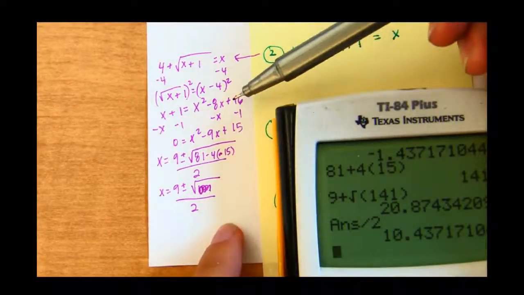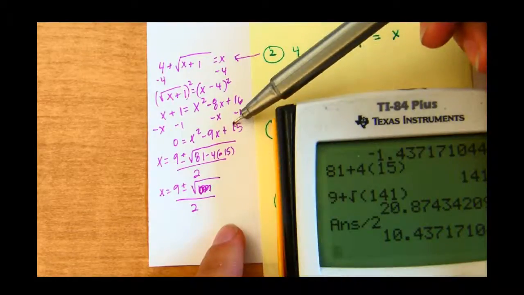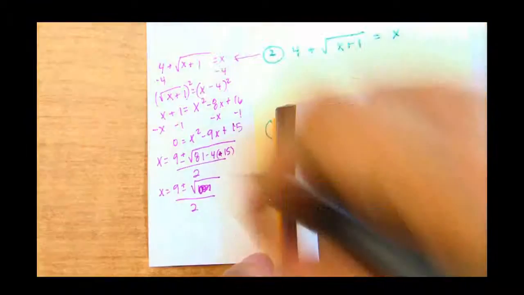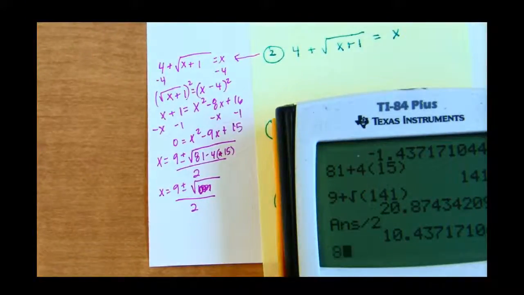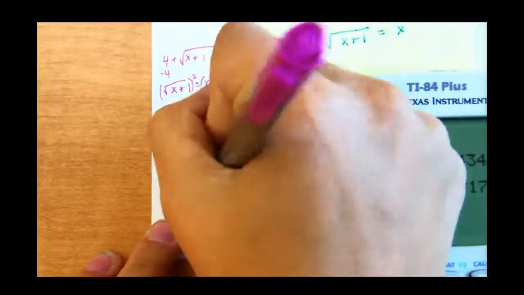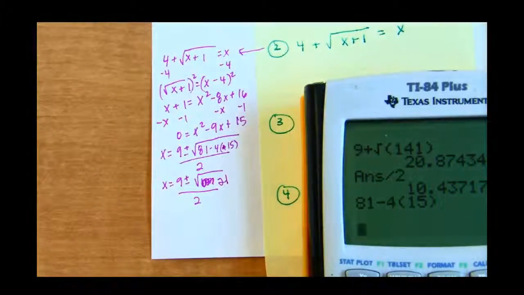So when I subtracted 16 minus 1, that should have given me a positive 15, which means that that's a positive 15 in here, not a negative. So if I take 81 minus 4 times 15, that means inside of my square root, I've actually got 21, not 141. So that was why that mistake was there, or why you may have noticed that.